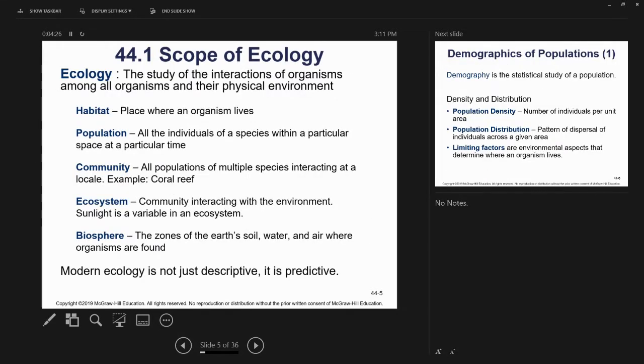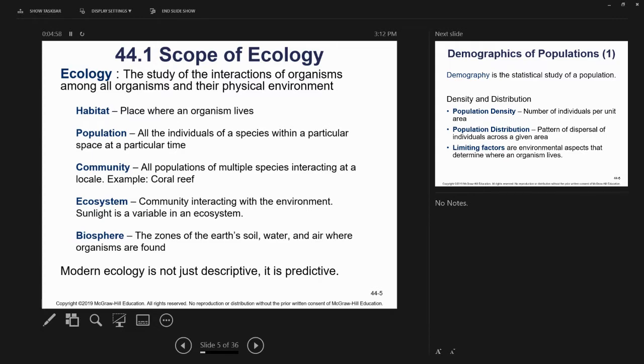So when we talk about ecology, it's the study of the interaction of organisms with all the different organisms in their physical environment. So we're talking about communities: the interaction of any population with all the other populations in their physical environment. Habitat is where an organism lives. So what is in the environment around it, the resources it has, the other living organisms in that area.